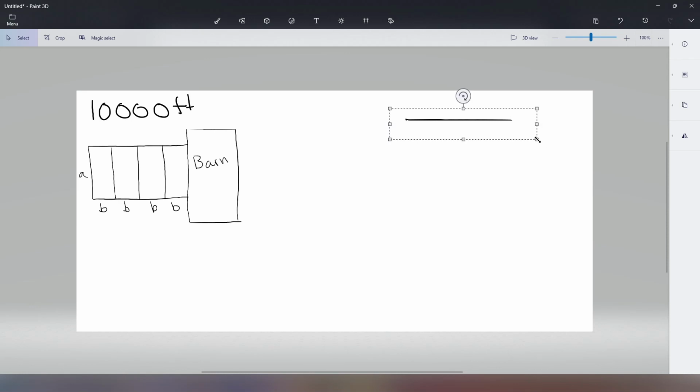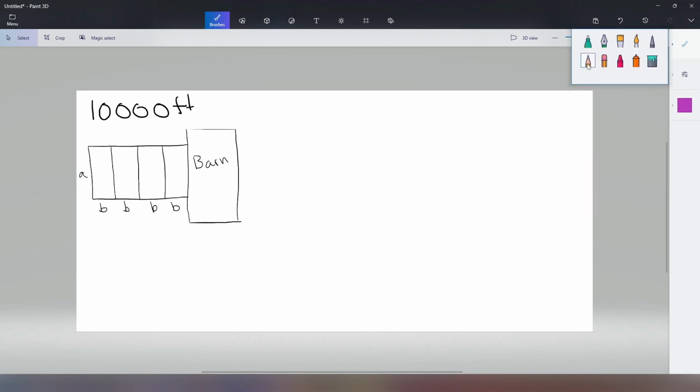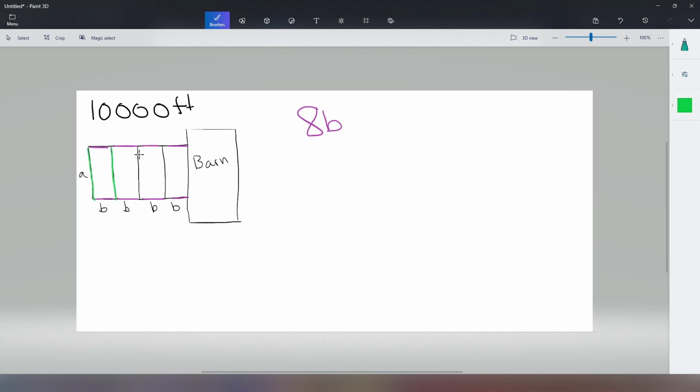Well, we know that the amount of fencing we're going to need is going to be 10,000 feet. So let me just highlight all of the fences of length B. So this will be B, B, B, B, B, B, B, and B. So we have in total 8 segments that are going to be of length B. Then we have 1, 2, 3, 4 segments that are going to be of length A. Now we don't count this because this is part of the barn itself.